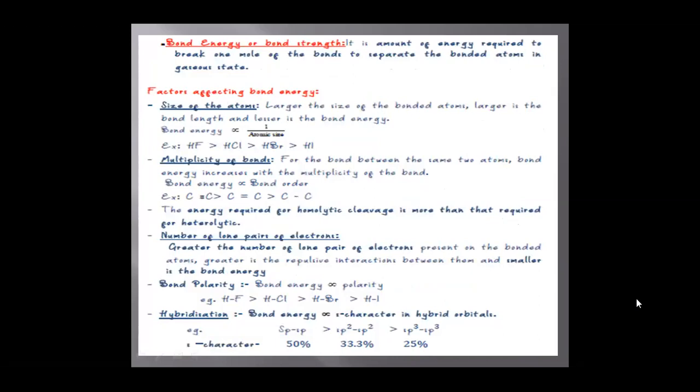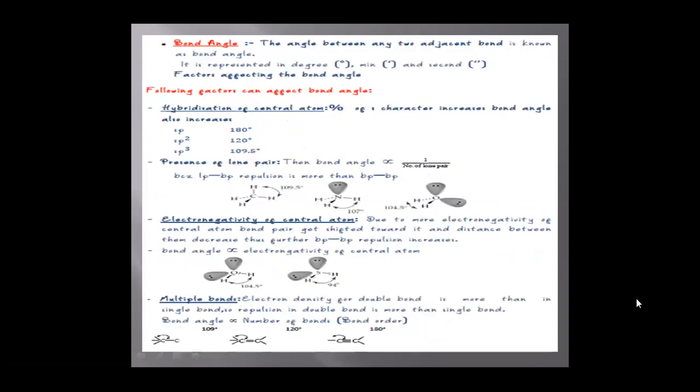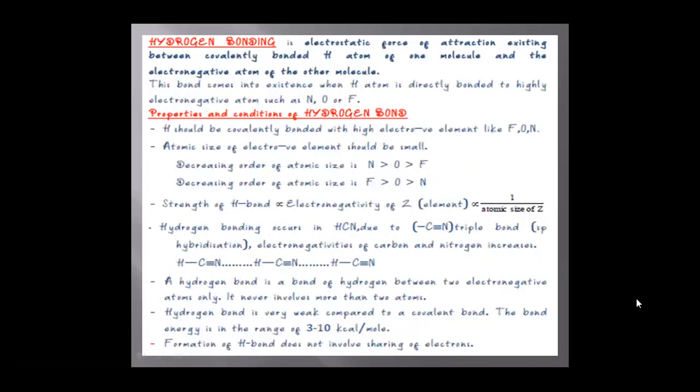Bond energy or bond strength is the amount of energy required to break 1 mole of bonds to separate the bonded atoms in a gaseous state. Factors affecting bond energies are size of the atoms, multiplicity of the bonds, number of lone pairs of electrons, and hybridization. Bond angle: the angle between any two adjacent bonds is known as bond angle. Factors affecting bond angles are hybridization of the central atom, electronegativity of the central atom, and multiple bonds.